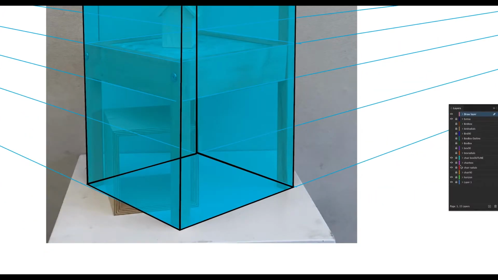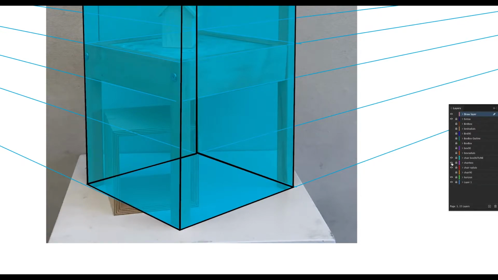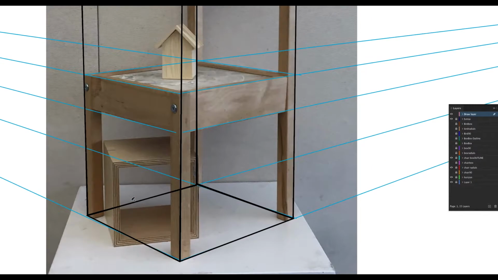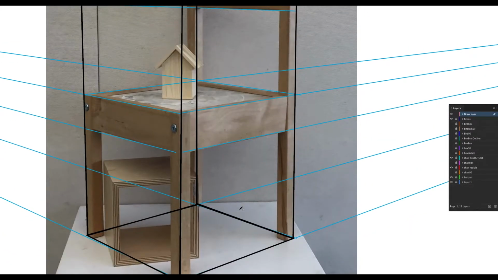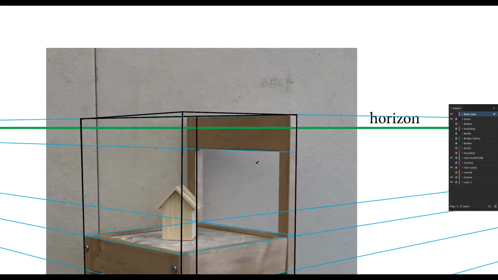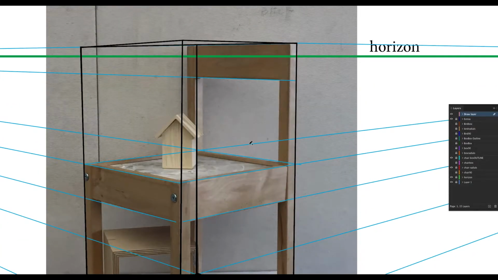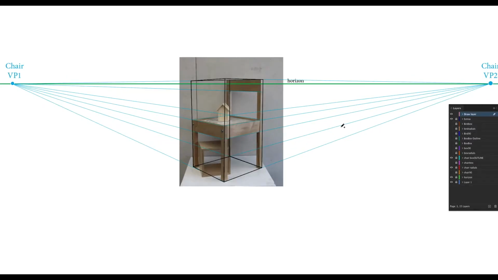I'm thinking of the chair, leave the outline on. I'm thinking of the overall outer container box of this chair, from the bottom of the legs all the way to the top of the back. So I've gone ahead and found 2 vanishing points that indicate our viewing angle of this chair. Pretty simple.